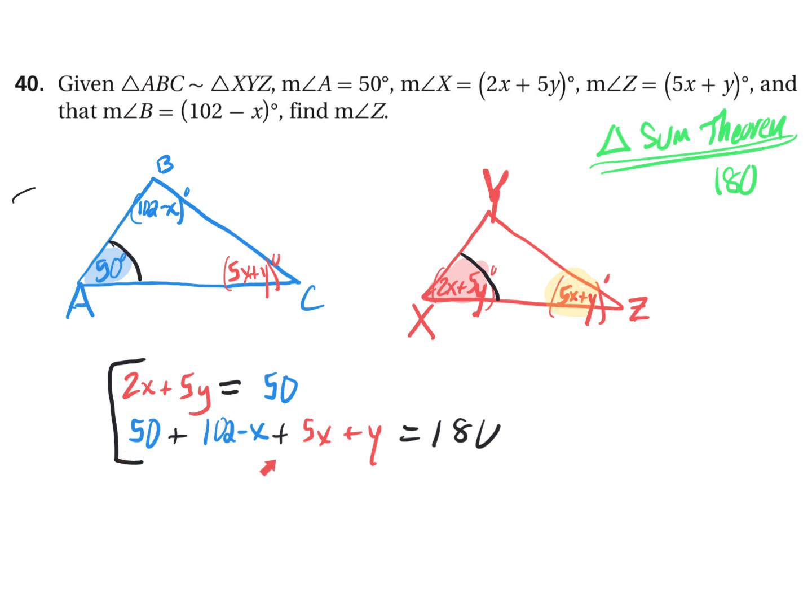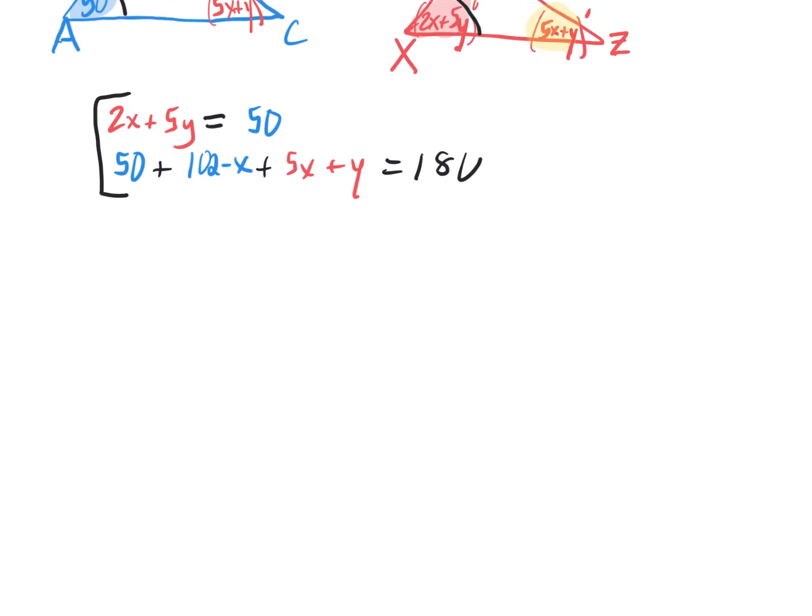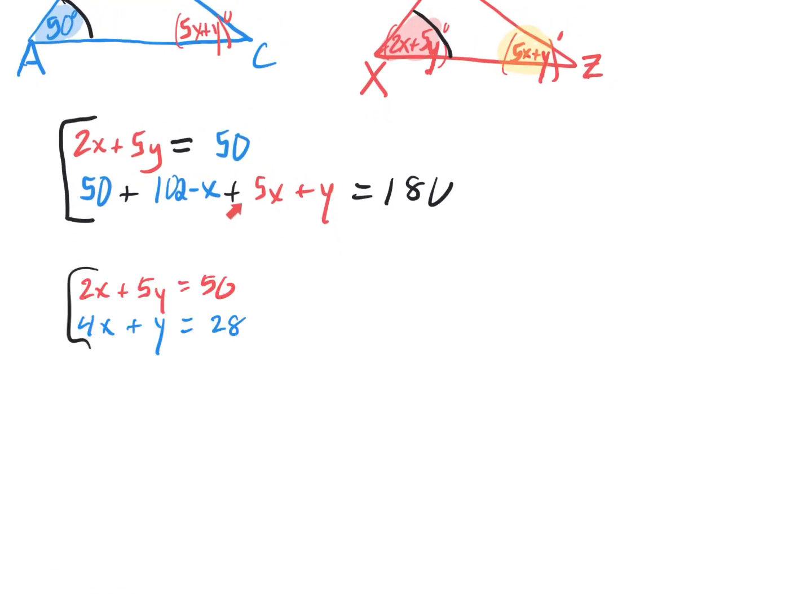Let's simplify this one on the bottom a little bit. All right, the x's combine to positive 4x. There's only one y. 50 and 102 is 152. Subtract 152 from the left, so it's gone. Subtract 152 from the right, and we're left with 28. Now we've got our system, and you can solve the system with the substitution method or the elimination method. Stop the video while you try one, and then come back, and you'll see both solutions here, both strategies.